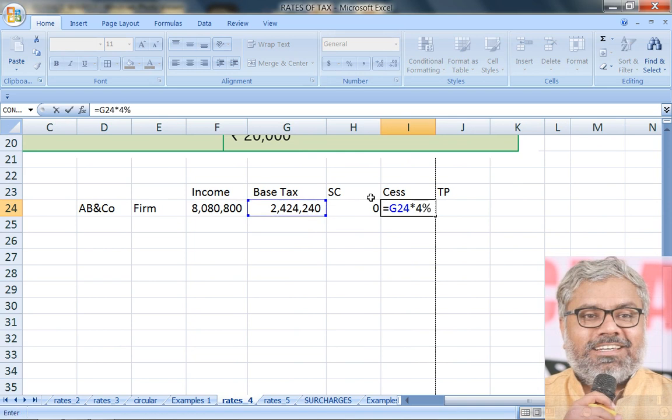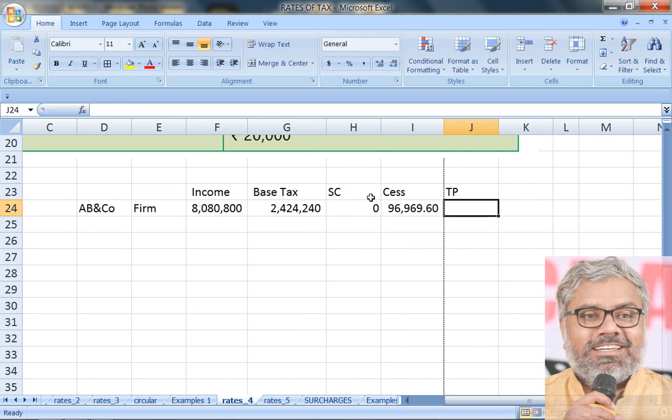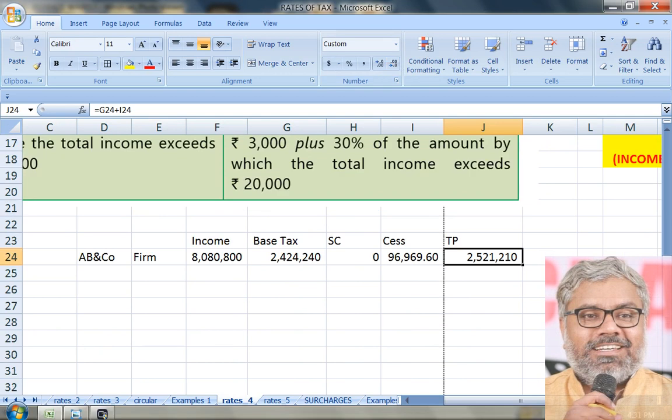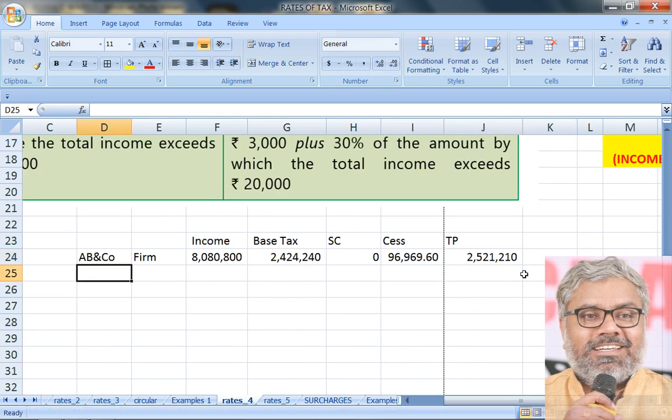That is going to be how much? 4%. Always it will be there. Health and education cess. Then what is the total tax payable? Base tax plus cess. Of course, that has to be rounded to the nearest multiple of 10. That is the calculation methodology in relation to firm.